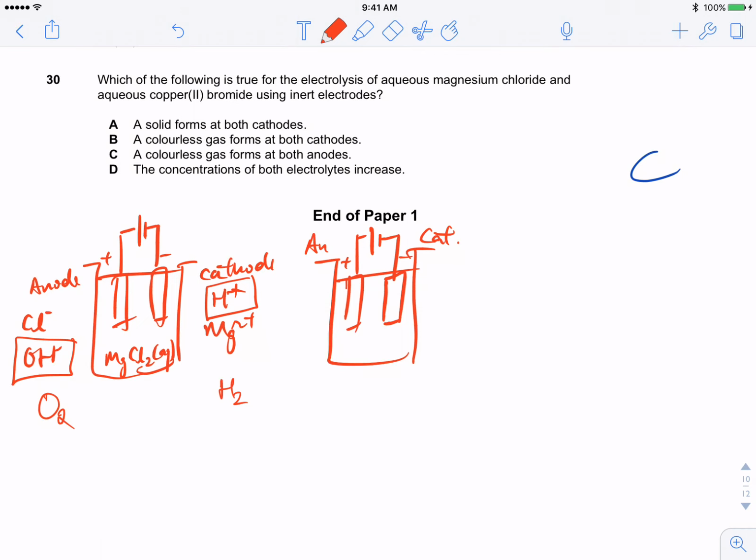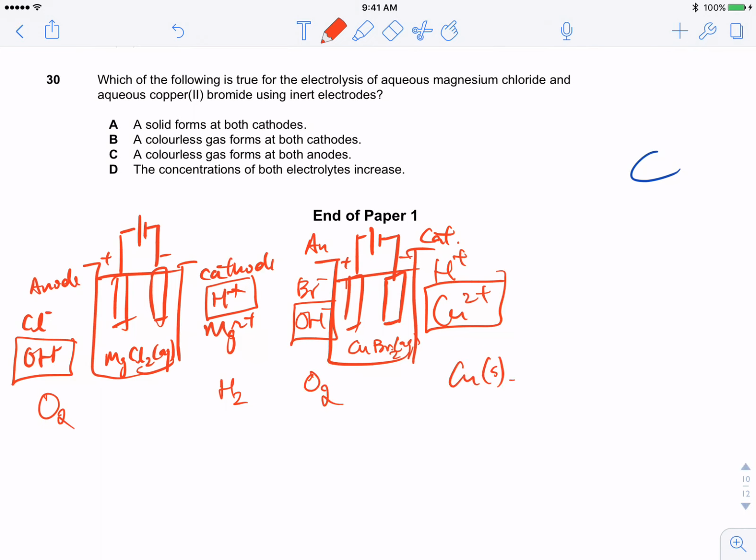Now let's look at the other reaction where I have copper 2 bromide aqueous. At the anode, I have Br minus, OH minus. Again, it's not concentrated. Hydroxide is the one that is preferentially oxidized. On the right hand side, I have H plus and Cu2 plus. This time, Cu2 plus is the one preferentially reduced because it is below hydrogen in the electrochemical series. Therefore, here it is oxygen, here it is copper metal. Therefore, the correct answer will be that a colorless gas, being oxygen gas, is formed at the anode for both. Answer is C.